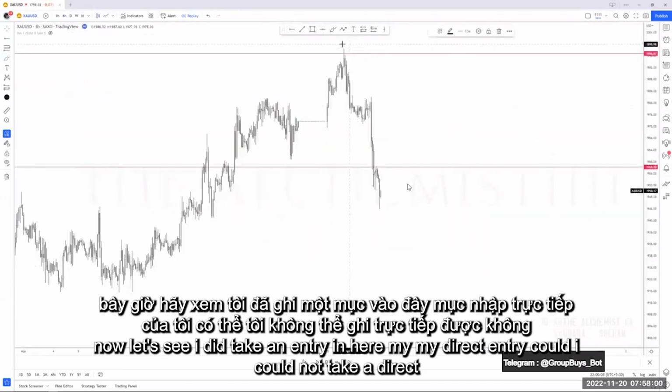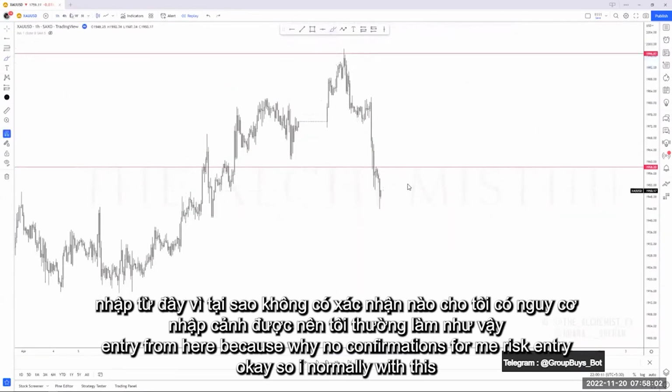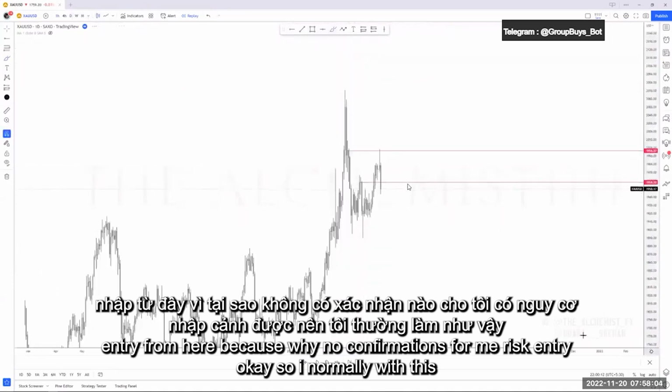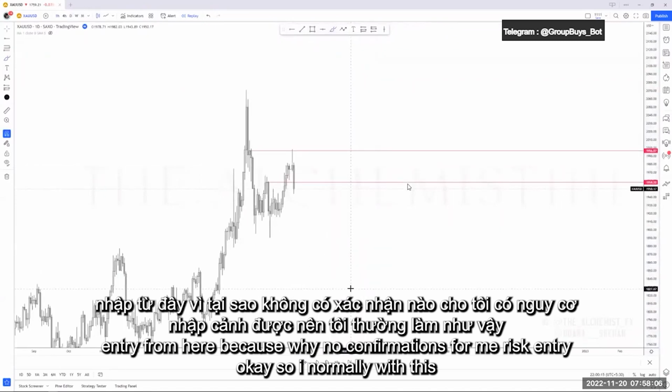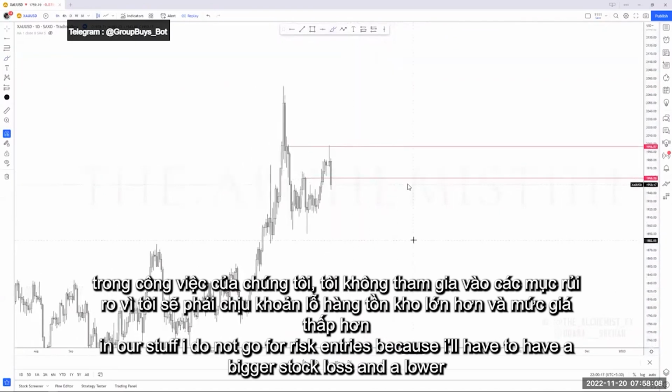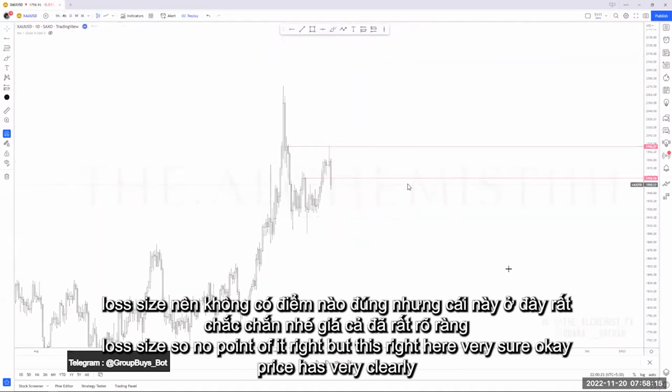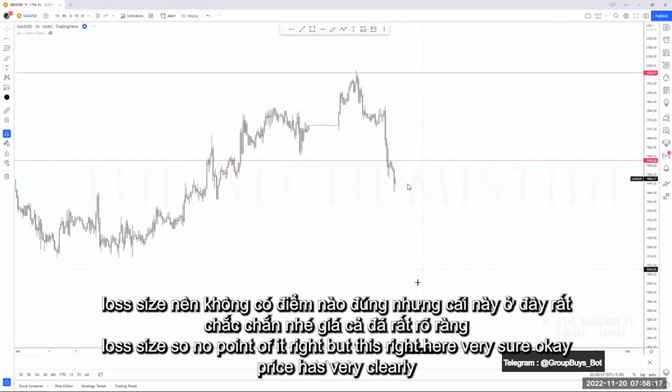My direct entry, I could not take a direct entry from here because why? No confirmations for me. Risk entry. Okay, with SnR stuff, I normally do not go for risk entries because I'll have to have a bigger stop loss and a lower lot size. So there's no point in it, right? But this right here, very sure.